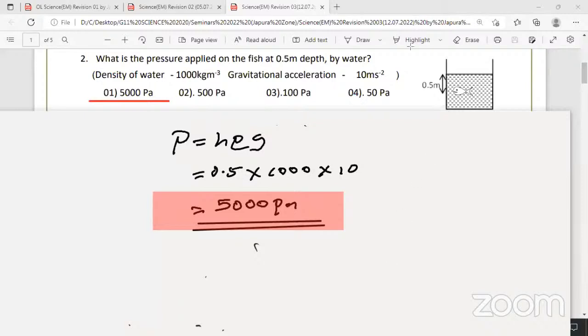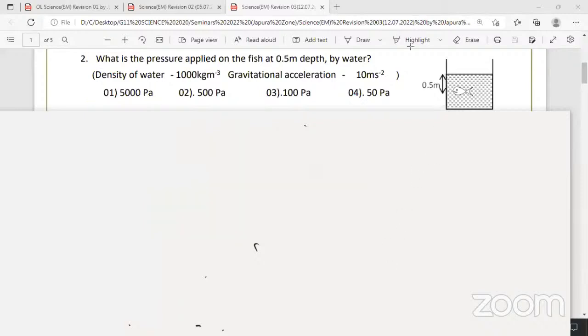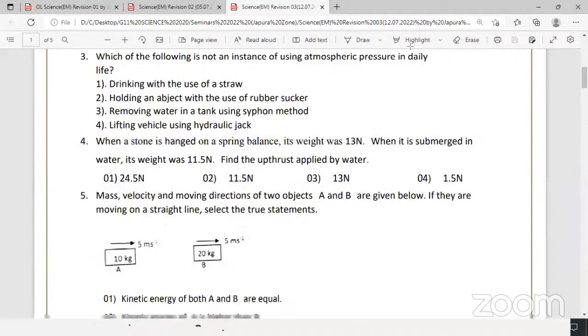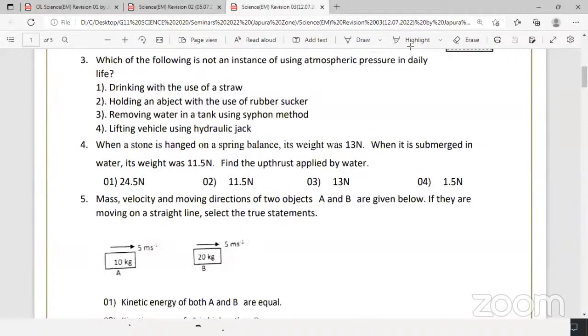Then question number 3. This is like a recall from your grade 10 physics. Question number 3. Which of the following is not an instance of using atmospheric pressure? Please pay attention to the key words, not an instance of using atmospheric pressure. Any volunteers, please raise your hand. Those who can give the answer, I'll lower the hand first, everyone. Any volunteers? Yes. Question number 3, the answer. Natasha?